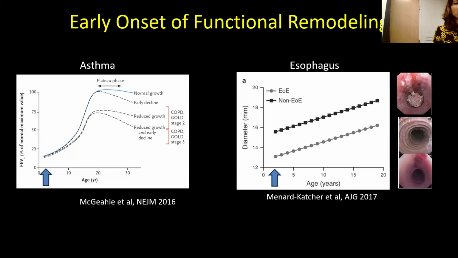Early onset functional remodeling. This is very much like asthmatic airways. You guys know that. Airway remodeling starts very early in life, as early as 6 years of age. Same thing in EOE. This is something called an EndoFLIP.